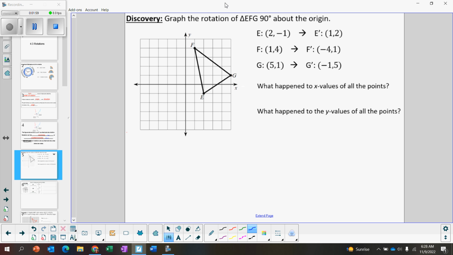So if I had my original triangle EFG and I did a 90-degree rotation about the origin, I would get the points (1, 2), (-4, 1), and (-1, 5). Oh, that's not (1, 2), that's why it looks weird. That was (1, -2). (1, 2) is there. And this was E prime, F prime, and G prime.